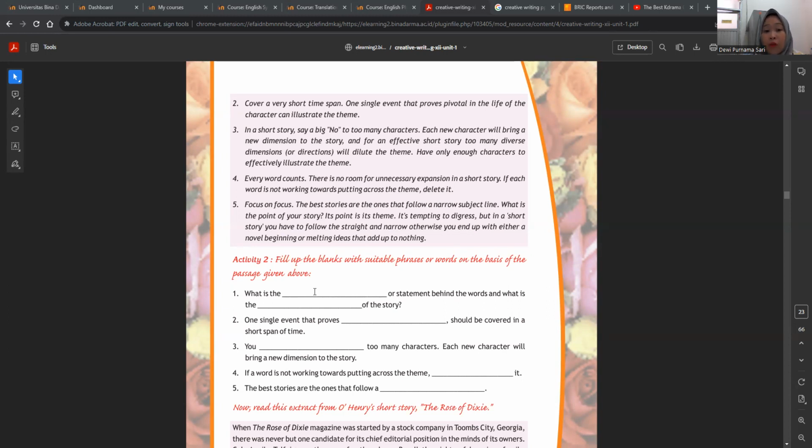So what is the point of the story? Its point is its theme. It's tempting to digress, but in a short story you have to follow the straight and narrow, otherwise you end up with either a novel beginning or melting ideas to add up to nothing.